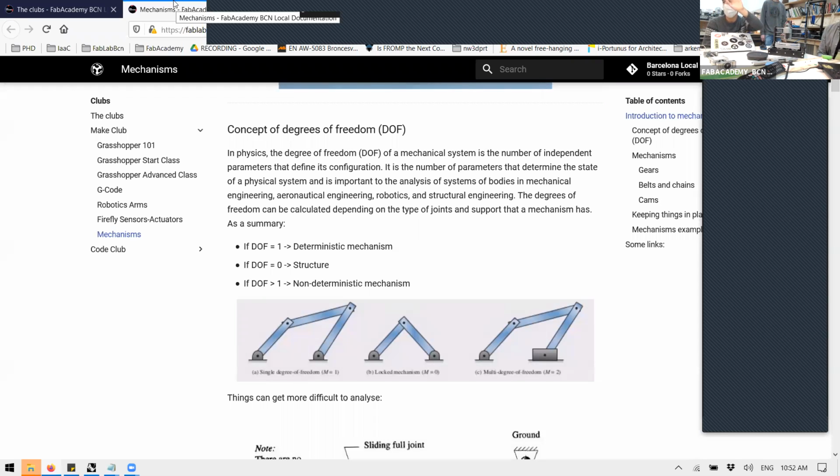So for every movement you want to achieve, you need to design a mechanism and put a structure around it. And that's it. How do you make that structure and those mechanisms is what we're going to see today. And how do we achieve different things in the machines? Okay.